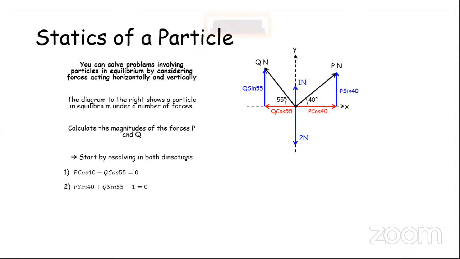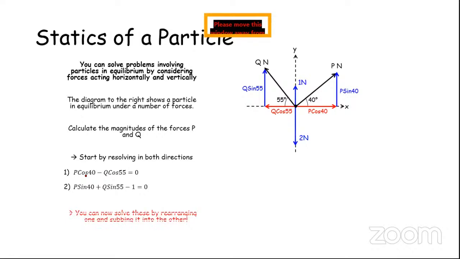So it also becomes our equation 2. From equation 1, we are going to make one of them the subject. If we made P the subject, we first of all take this one to the other side, and it becomes positive, because when it crosses the equal sign, it becomes positive. Then we divide by cos of 40. So that gives us P is equal to Q cos of 55 divided by cos of 40.